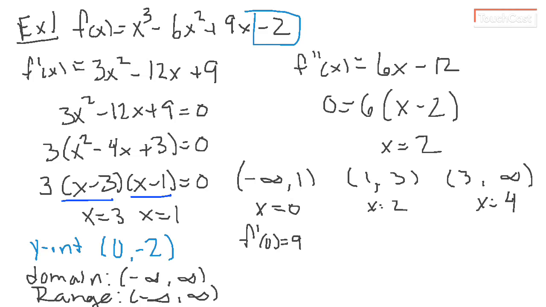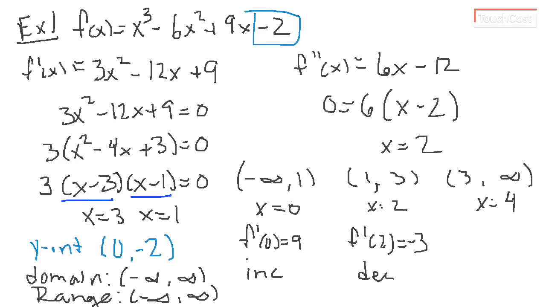Which, since that is bigger than 0, since 9 is greater than 0, that means this is increasing on that interval. If we were to put a 2 in, well, 2 squared is 4, times 3 is 12. 12 minus 24 is negative 12, and negative 12 plus 9 is negative 3, which is less than 0, so it's decreasing on that interval.